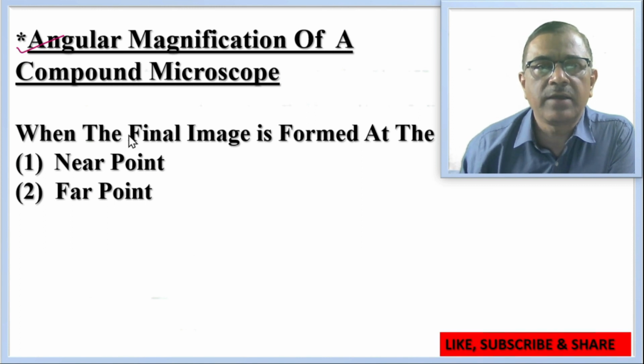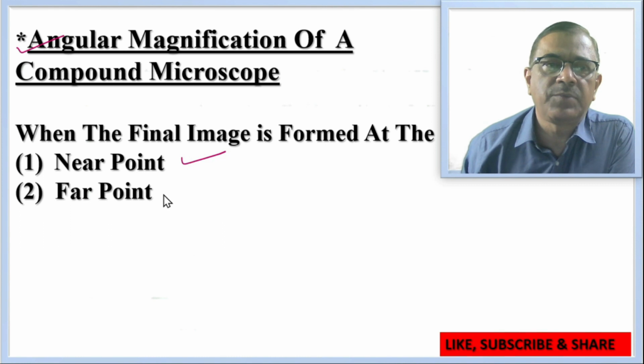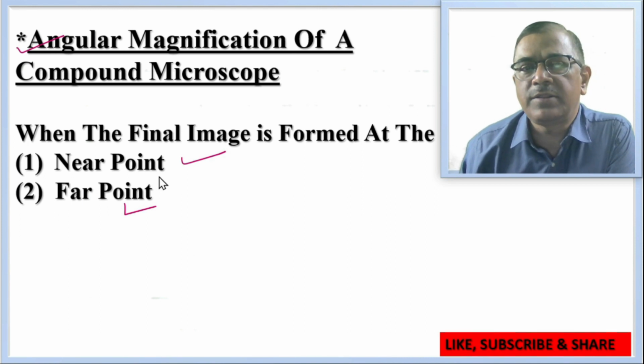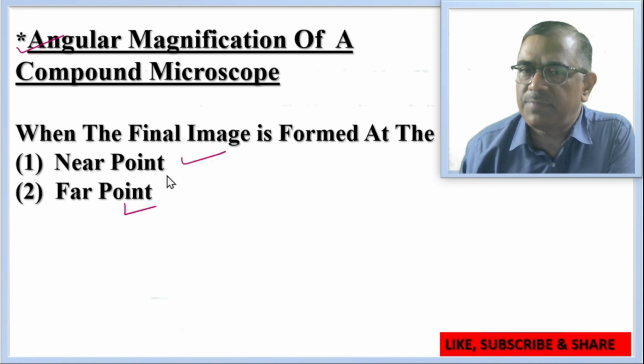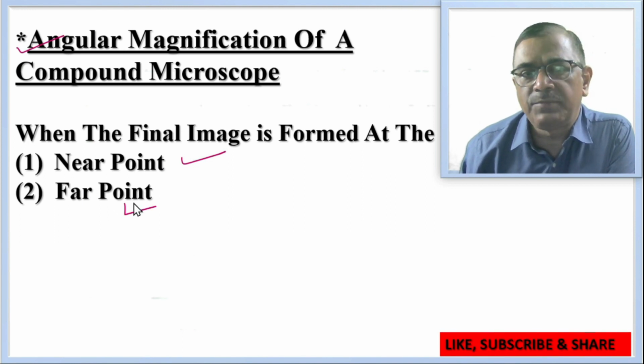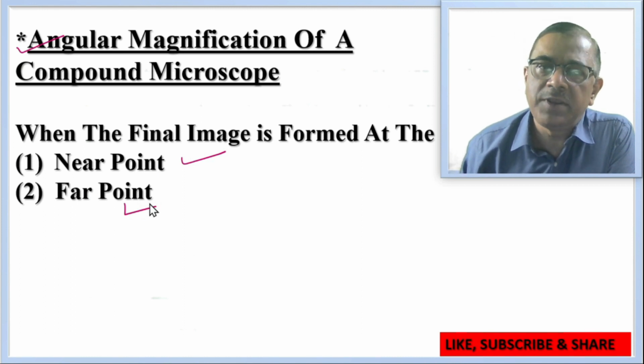Case number 1, when the final image is formed at the near point. Case number 2, when the final image is formed at the far point. When the final image is formed at the near point, then the angular magnification happens to be the maximum. And when the final image is formed at the far point, then the angular magnification has to be minimum.